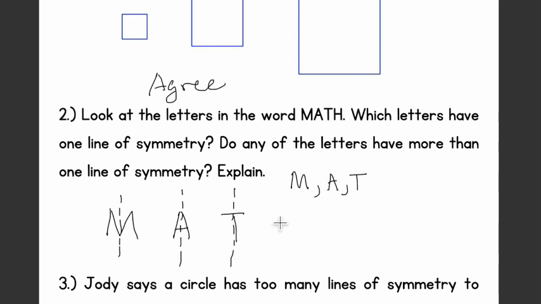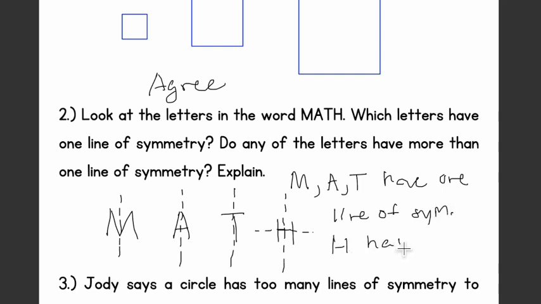And finally, we have H. Now, H also has a line of symmetry going down the middle vertically, like this. It also has a line of symmetry going horizontally, like that. So this side right here is the same as this side. So H is the only one with two lines of symmetry. So M, A, and T have one line of symmetry. And H has more than one line of symmetry.